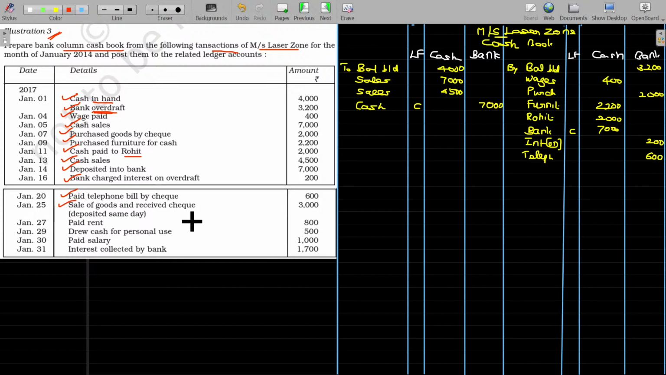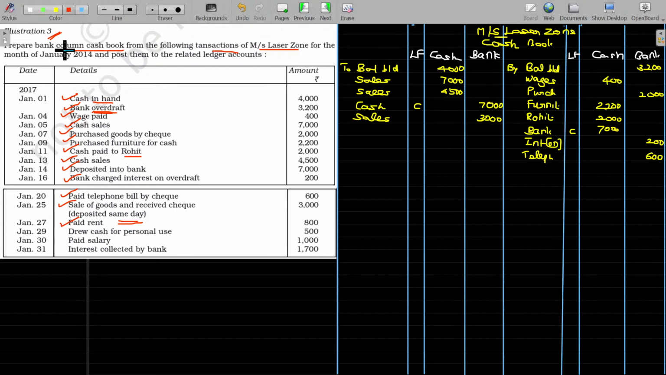Sale of goods and received check, rupees 3,000, deposited on the same date. So we are receiving. In the receipt side, sale and check is received and deposited on the same date, so directly you can post that in the bank column. If received but deposited a couple of days later, then at the time of receipt it should be named as cash. Later on, deposit to the bank will be a contra entry.